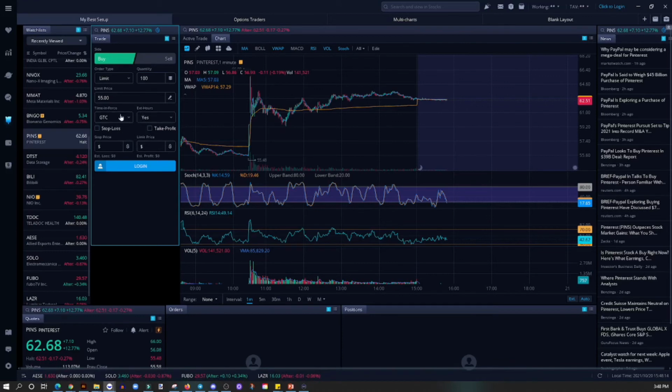Once you're done with it, you just press trade and it would place that order and wait until the price comes to $55, then it would fill. If it never makes it to 55, that order is going to be sitting out there waiting until the price drops to 55 for it to get filled. So that's pretty much what GTC is and how to leverage GTC on the WeBull platform.